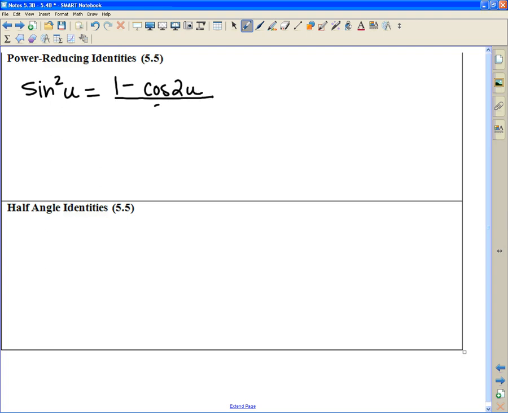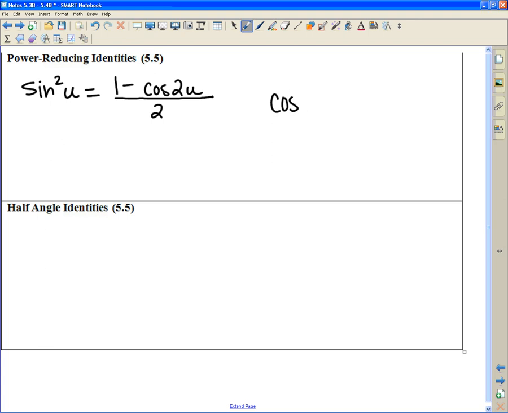The reason this is beneficial is because the exponent in this expression is the first power. In calculus, it's a lot easier to work with first power exponents than with things that are squared or to the fourth power. So we can power reduce sine squared so that the exponent is only 1. We can do this with cosine squared and tangent squared.